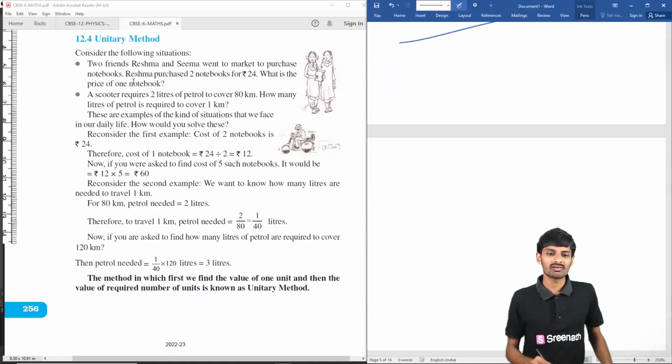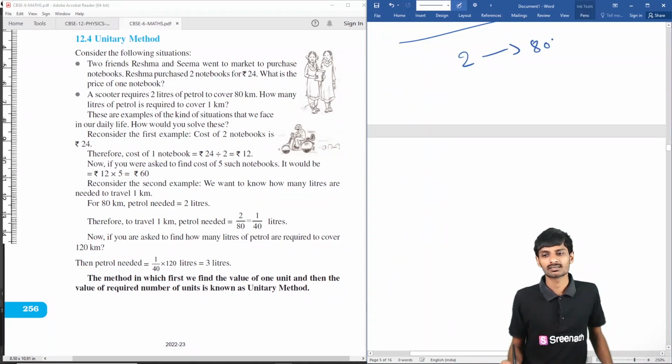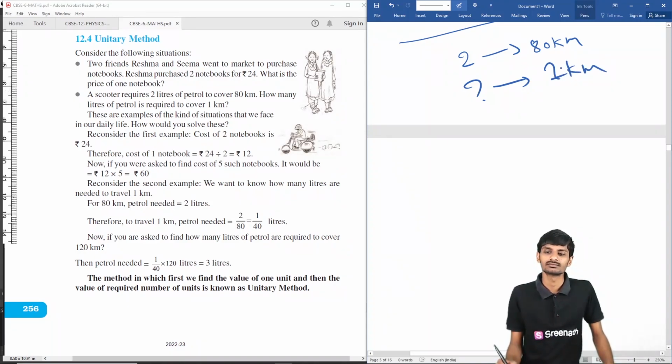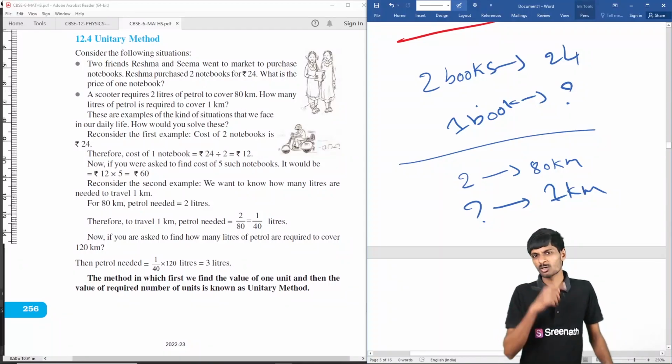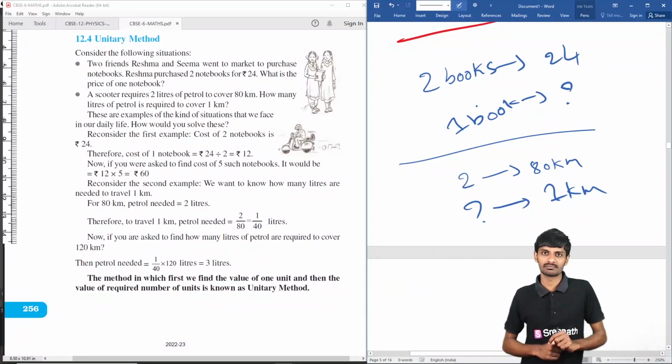A scooter requires 2 liters of petrol to cover 80 kilometers. And how many liters of petrol are required to cover 1 kilometer? Do you know? Don't know. So in both situations, we don't know the cost or the amount or anything for one single quantity.